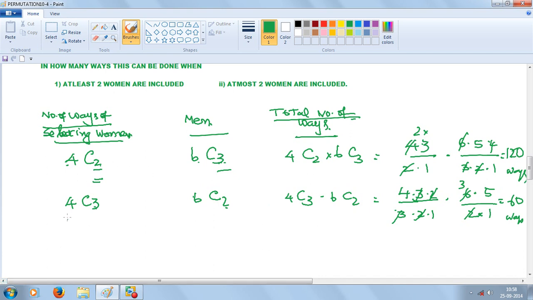What about 4C4? If you take 4C4, then this will become 6C1. 6 combination 1 is just 1. If you take all 6, it is 1. What about 4C4? 4C4 is 1.